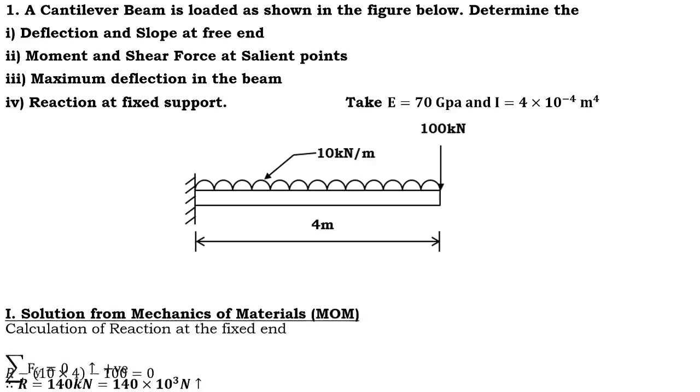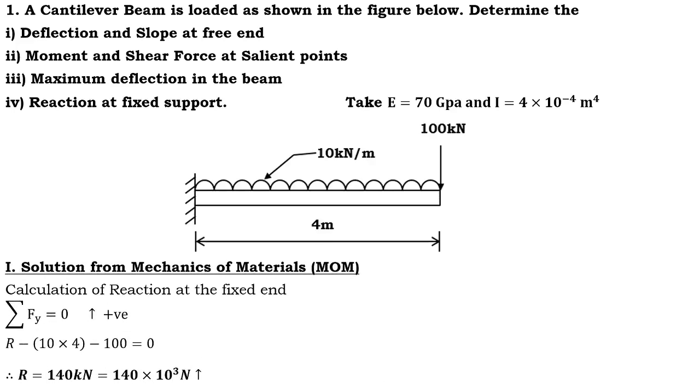Now, this is the problem. A cantilever beam is loaded as shown in the figure, which is subjected to a UDL of 10 kN per meter and a point force of 100 kN at the free end, and the UDL is applied throughout the length of the beam. For this problem, you need to find the deflection and slope at the free end. At this end, we need to calculate the slope and deflection. Then, what is the moment and shear force at the salient points? That is what I need to calculate.